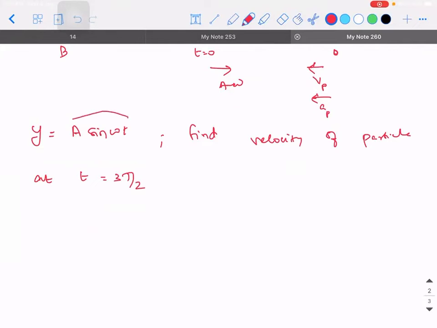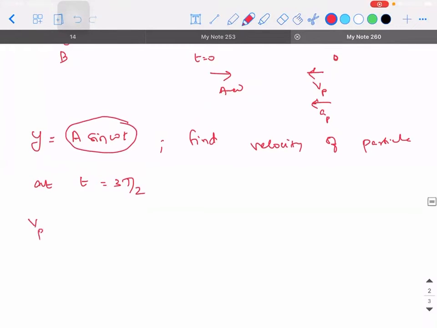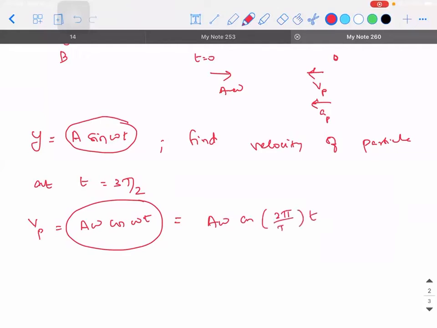Will you be able to find it? For a particle whose displacement is given, what formula will you use? Velocity of the particle is A omega cos omega t. You should remember this expression for you to substitute first. So A omega into cos of 2 pi by capital T into t. In the place of t, you're going to substitute this.